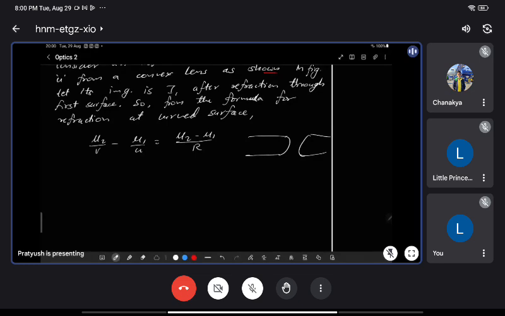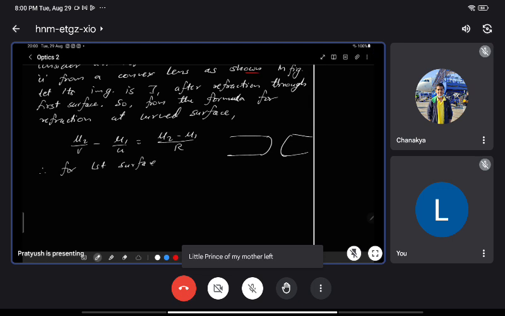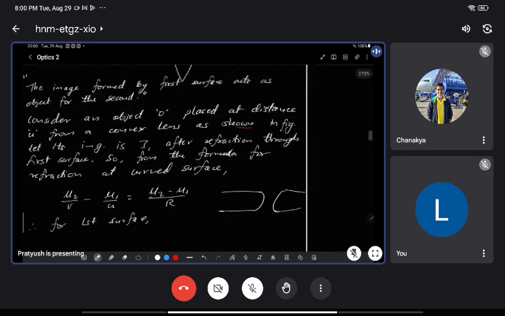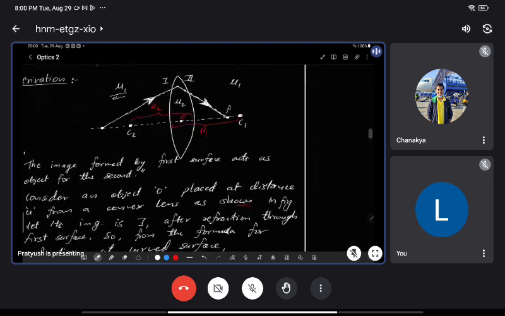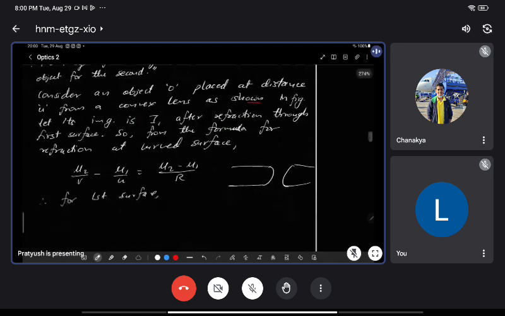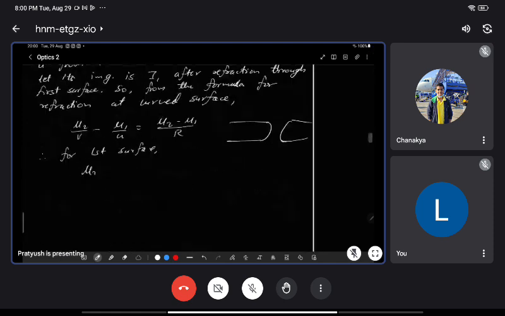Now using this formula, for the first surface, remember that the ray of light is coming from mu1. So this will be treated as mu1 and this denser medium will be treated as mu2. We can write mu2 upon image because of first surface. Let us imagine that the image from the first surface will be formed somewhere at v1, minus mu1 upon u equals mu2 minus mu1 by R.